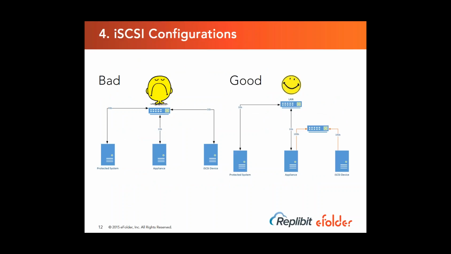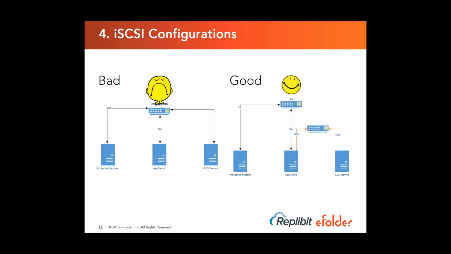I can't see it yet, so I'm looking at slide number 4. So hopefully you guys are too. Now, hopefully everybody has a smile on their face when they're looking at this slide. This is not Replibit specific, but we see this all the time in the field. There is a good iSCSI configuration and a bad iSCSI configuration.